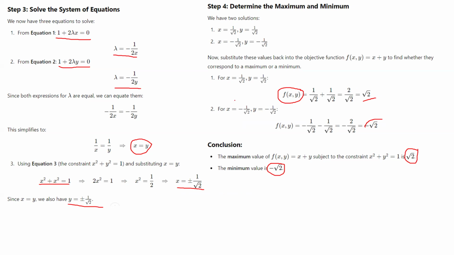So when x is equal to 1 by 2, y is equal to 1 by 2. You applied that and you got root 2. That is the maximum value for that given function. So we got the x and y values, and then we are substituting them in the main function. The maximum value is this and the minimum value is this.